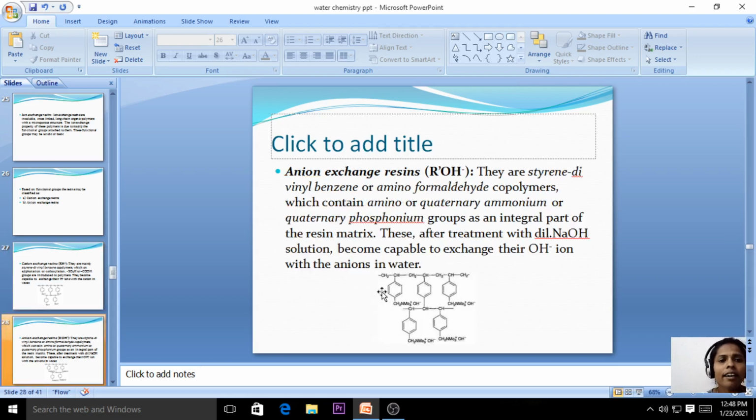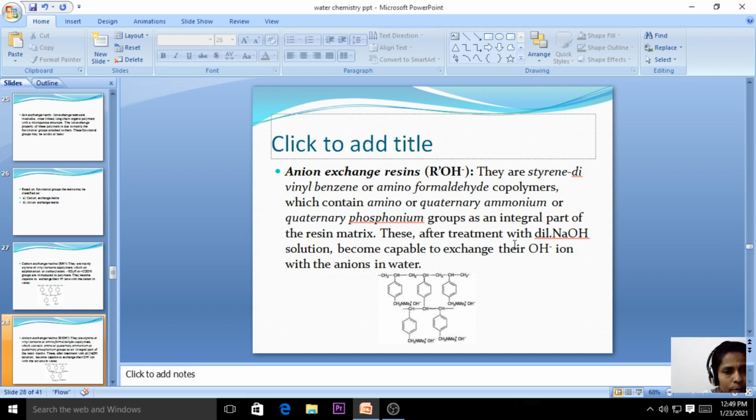And next, anion exchange resins. Anion exchange resins are bonding with bases. Bases are nothing but OH- ions here. They are also styrene divinyl benzene copolymers or amino formaldehyde copolymers, which contain amino or quaternary ammonium or quaternary phosphonium groups as an internal part of the resin matrix. So these are having the amino, quaternary ammonium, and quaternary phosphonium groups.